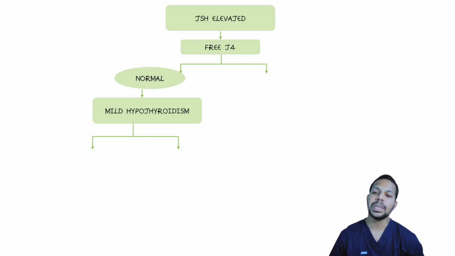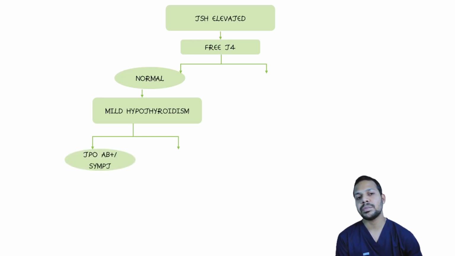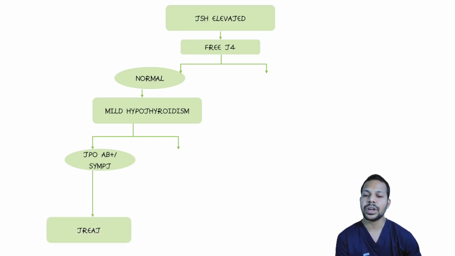So let's do the TPO antibodies. If the patient is symptomatic or if the patient is having TPO antibodies, then you will have to treat the patient with levothyroxine. Or if the TPO antibodies are negative and if the patient is asymptomatic, you can follow up annually.